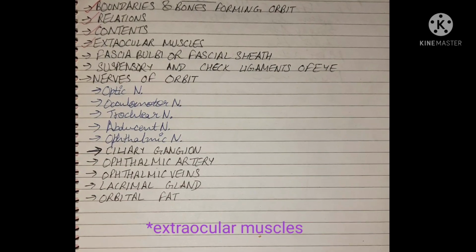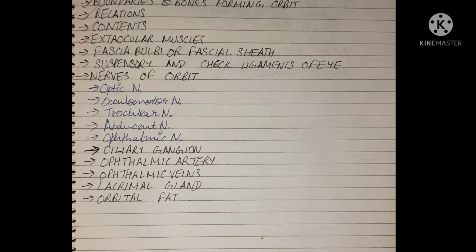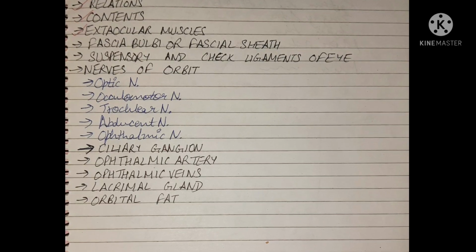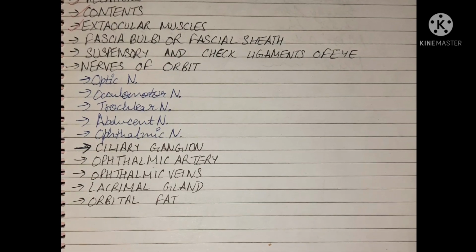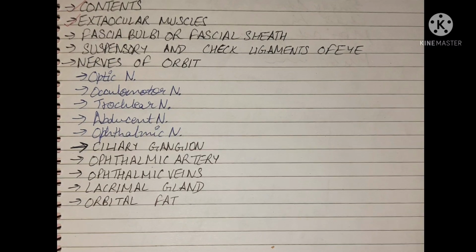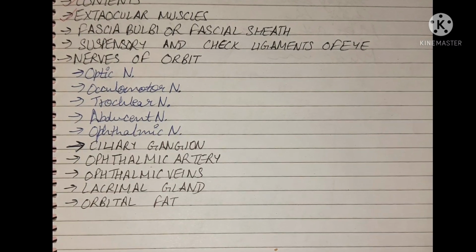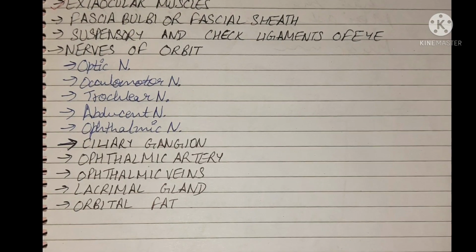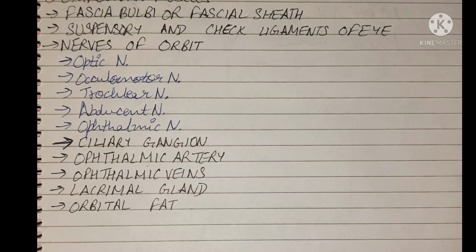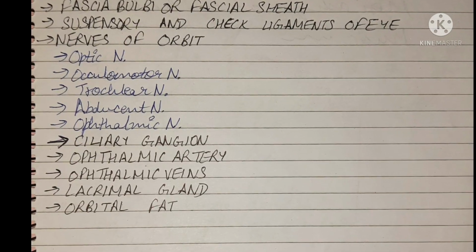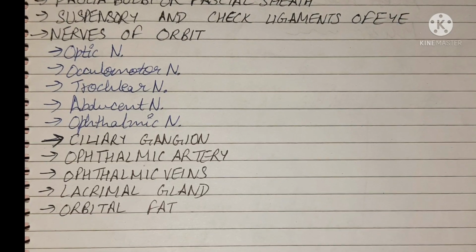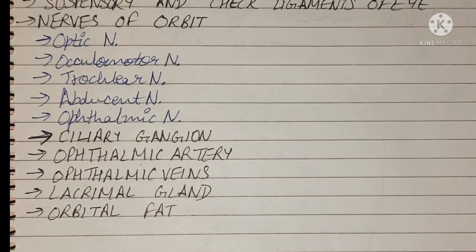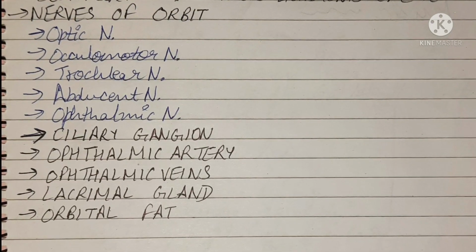And some other topics which you have to study in this chapter are fascia bulbi or fascial sheath, suspensory and check ligaments of the eye, and nerves of the orbit, which include the optic nerve, oculomotor nerve, trochlear nerve, abducens nerve, and ophthalmic nerve. The next topics are ciliary ganglion, then ophthalmic artery, ophthalmic veins, lacrimal gland, and finally orbital fat.